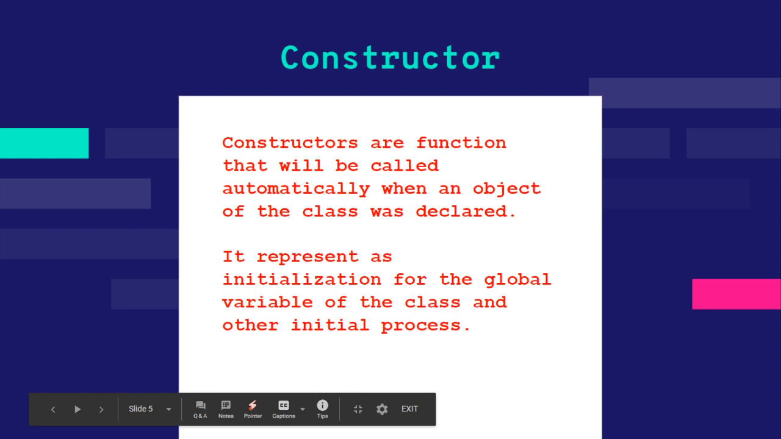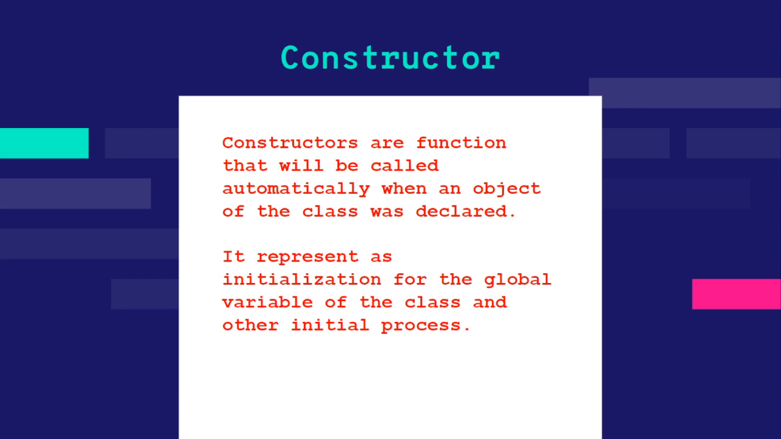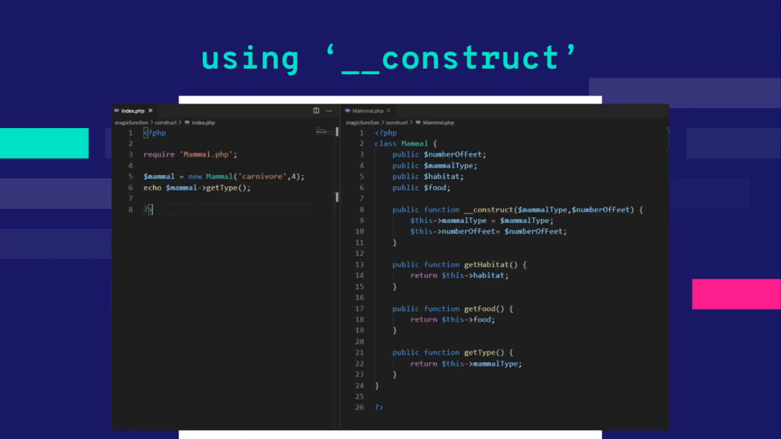Next, constructor. Constructors are functions that will be called automatically when an object of the class was declared. It represents initialization for the global variables of the class and other initial processes. So, yun yung napapansin nyo na kanina na kapag tinatawag natin na ganito, meron tayong magic function na construct na kapag tinawag natin si object and then dineclare natin siya as class mammal, natatawag na rin yung function na to, construct. So, magra-run siya automatically.